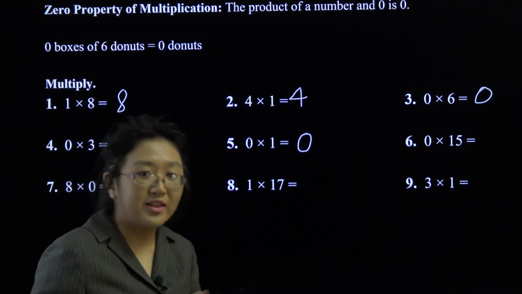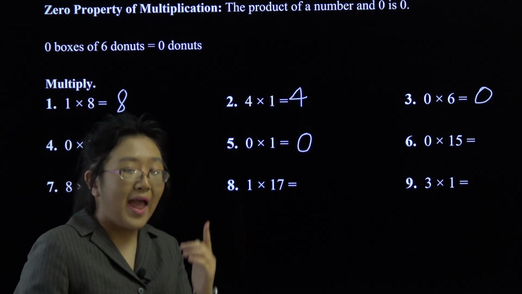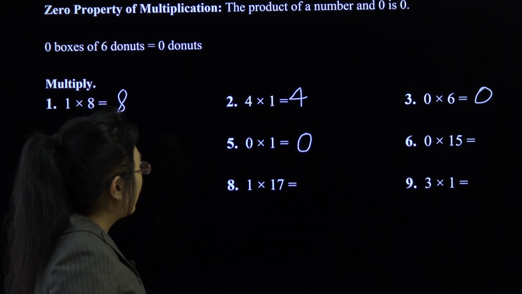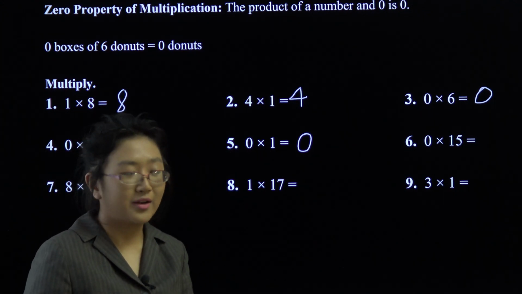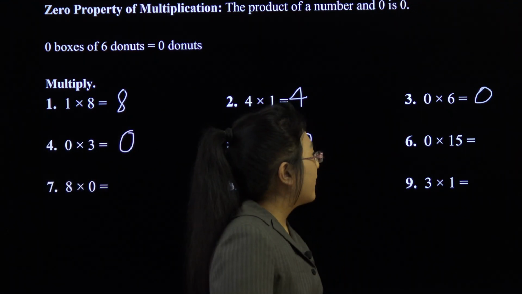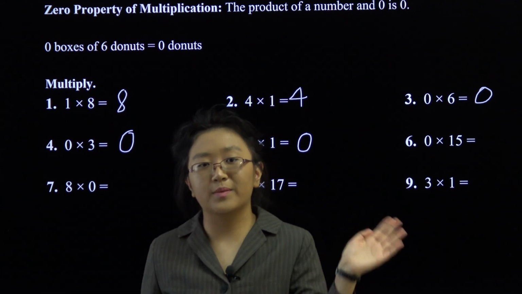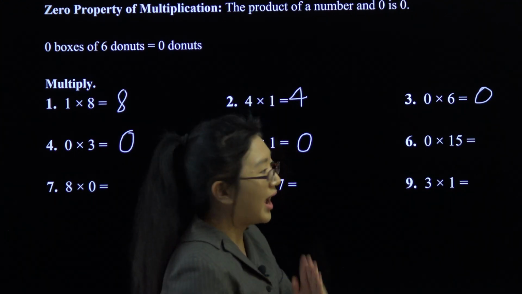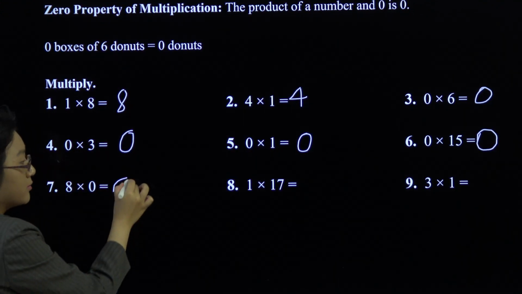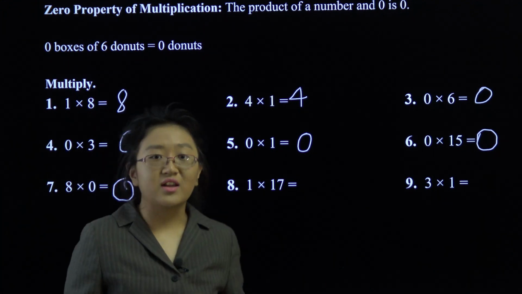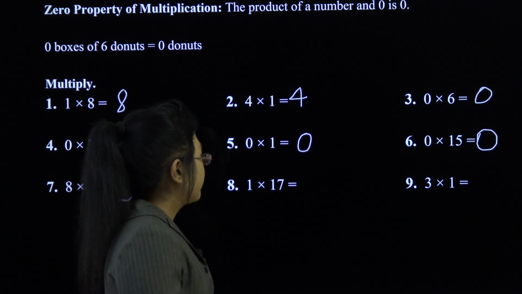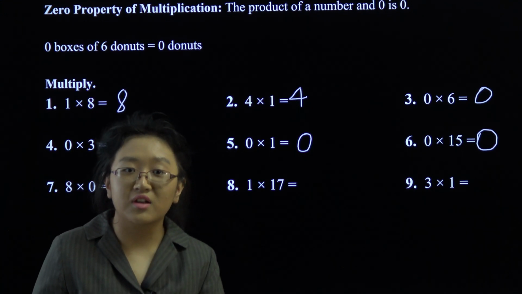Again, remember that the identity property of multiplication says any non-zero number times 1. Which means that if there's a 0 in it, then it's going to be following the 0 property. We move on to 0 times 15. I know that you haven't learned multiplication with 15 yet, but 0 times anything equals to 0. 8 times 0, 0. 1 times 17. I also know that you haven't learned multiplication with 17 yet. But 1 times anything equals to that thing.